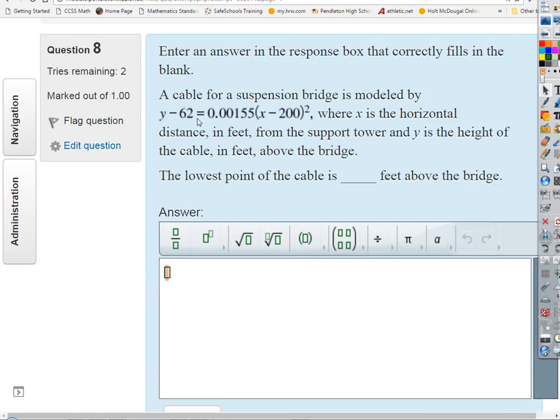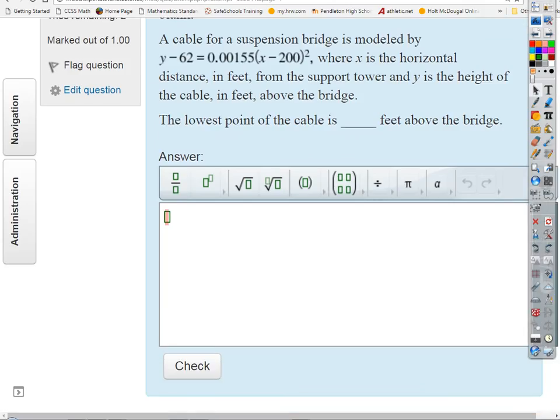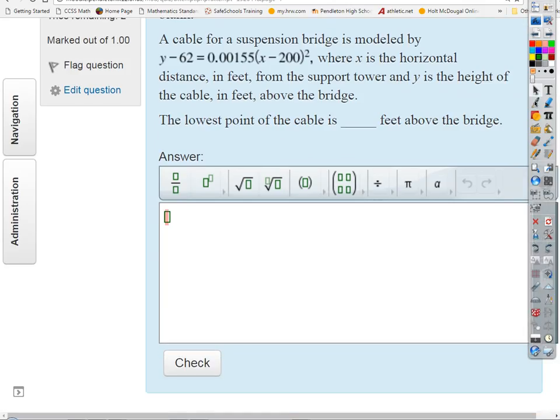So we've got a situation here where we've got an upward opening parabola, and x is the horizontal distance in feet from the support towers, and y is the height of the cable above the bridge. So what this is modeling is a cable that's being suspended on a bridge. So this is the picture that you would draw. And you can actually just graph this on your calculator once again and find the answers that way if you want to. But the picture would be, here's one support, there's another support, and here's the cable.